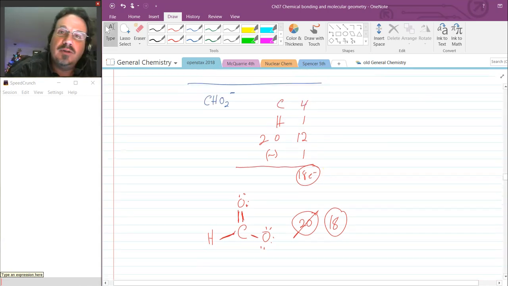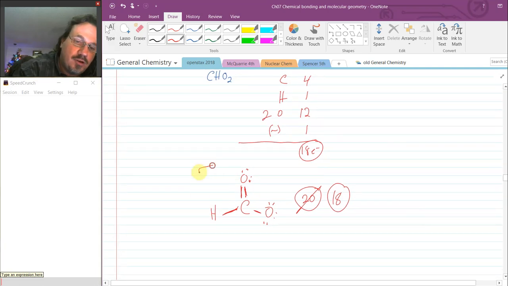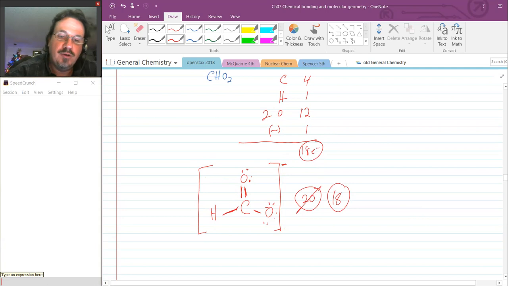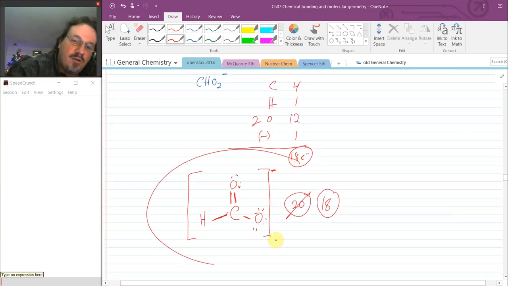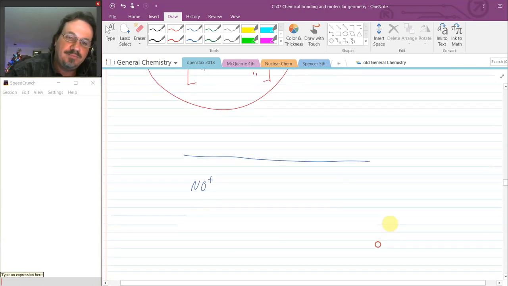All right, so there's my structure. Now, one other thing about Lewis structures, this has a negative charge on this compound. Lewis structure, you have to indicate that it's a negative charge molecule, and we do that with big giant square brackets and put the charge on the outside. So there you go. There's my final structure for CHO2 minus.